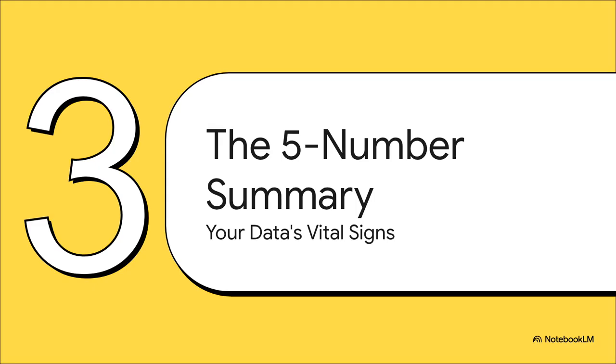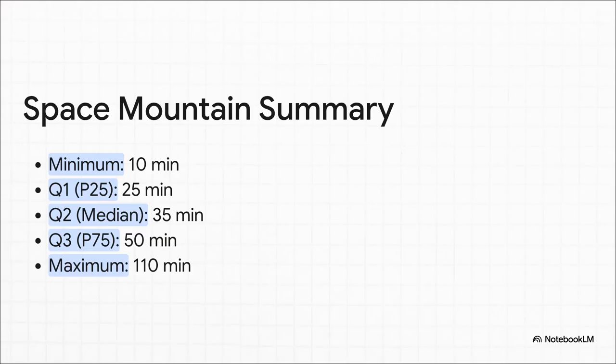Okay, so we've got these quartiles. What do we do with them? Well, they let us build something incredibly useful called the 5-number summary. Think of it like getting the vital signs for your entire data set all at once. And the 5-number summary is exactly what it sounds like. It's just 5 key numbers: the absolute minimum, the first quartile, the median, the third quartile, and the absolute maximum. For our Space Mountain data, that's 10, 25, 35, 50, and 111. In just those 5 numbers, you get a fantastic snapshot of the whole picture.